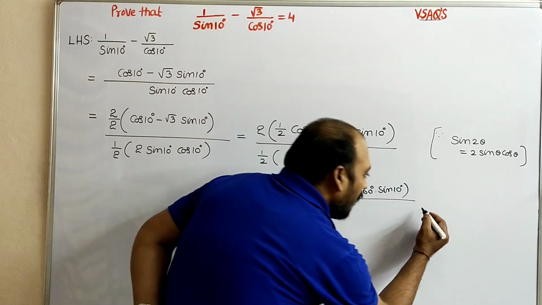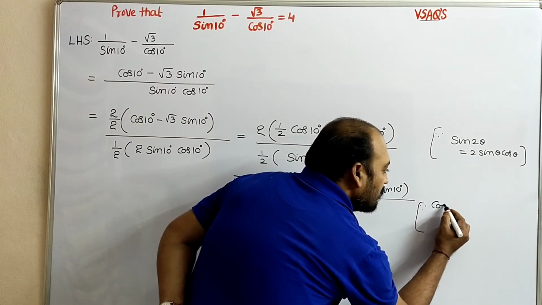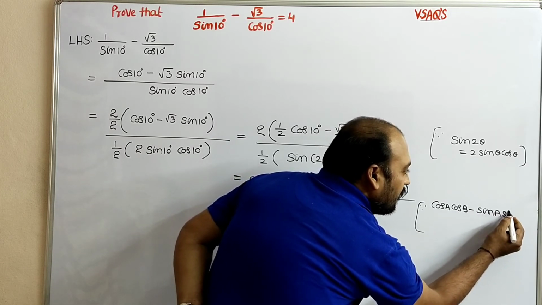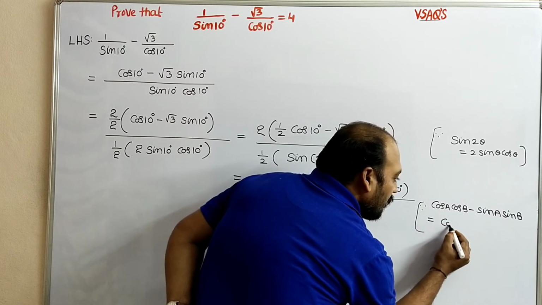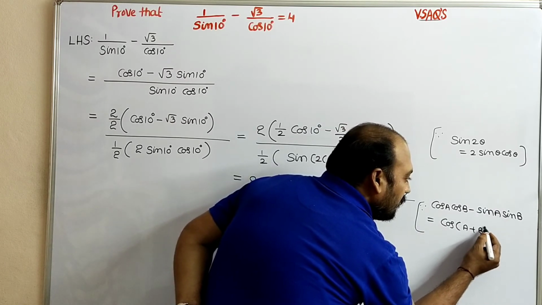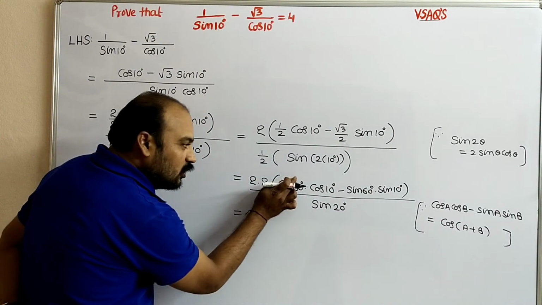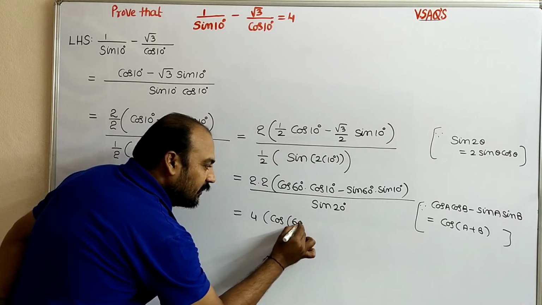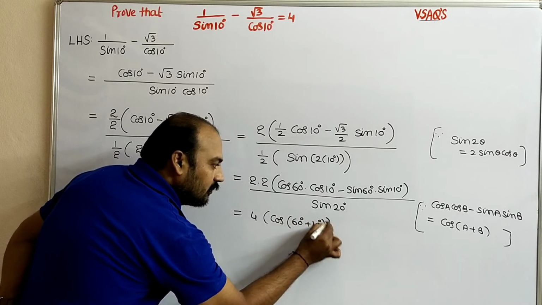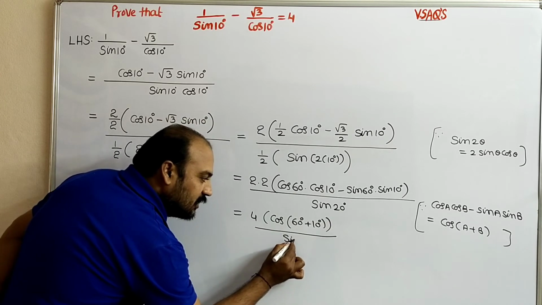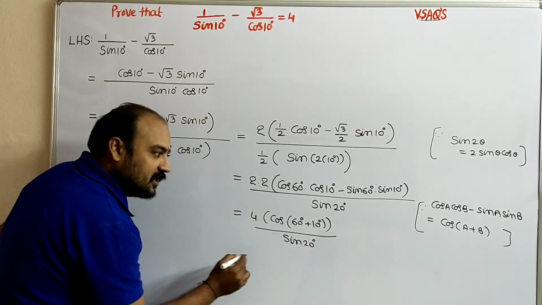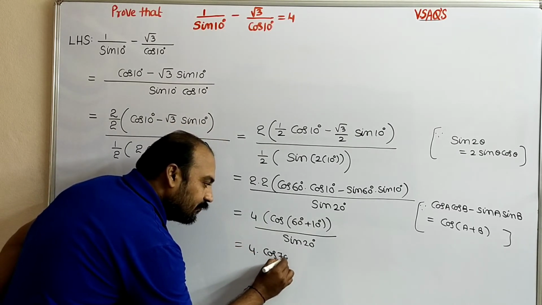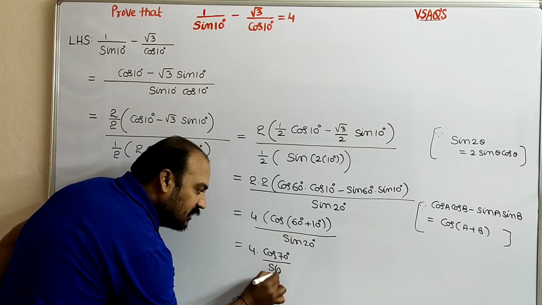sin A sin B. We have the formula cos A cos B minus sin A sin B equal to cos of A plus B. So A is equal to 60, B is equal to 10. So cos of 60 plus 10, divided by sine 20, which is equal to 4 into cos 70 divided by sine 20.